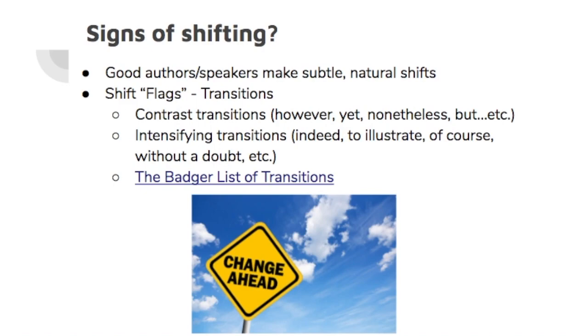How do you know when shifting is about to occur? Well, the thing is that nobody wants to know that they're being manipulated. So the best speakers and writers and convincers try not to make it so obvious that they're shifting tactics, right? So because of that, shifts can be hard to find sometimes because they can be really subtle.